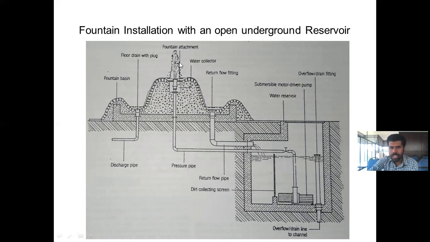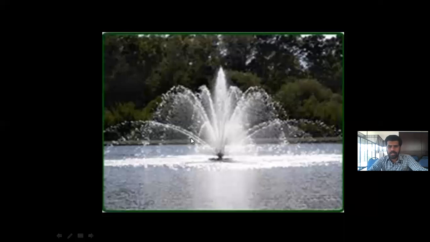Okay, by the fountain attachment, the water is being sprayed. So again, this will be coming back, and it will be settling here. Okay, so this is another type of fountain installation with an open grounded reservoir. This is called an open grounded reservoir. Okay, so this is the fountain system. So you can see the fountain system.